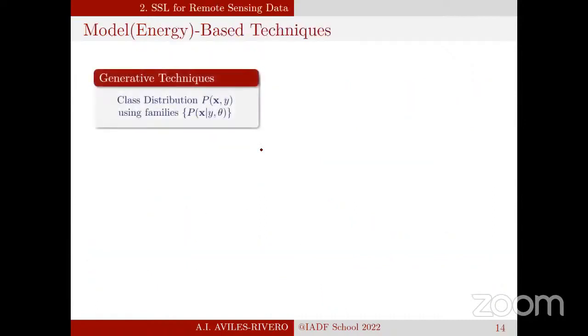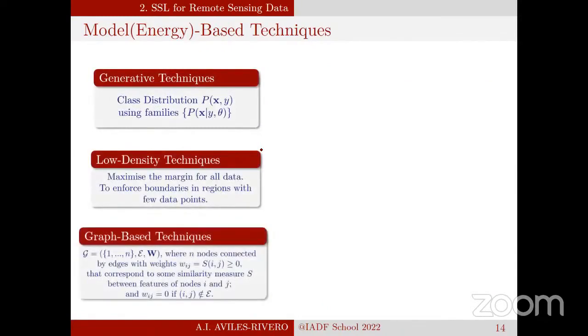So let's start with the model-based techniques. As I mentioned before, there are different ways to do semi-supervised learning. There is a generative model, where you have your class distribution and you want to find which class each distribution belongs to. Then you have low-density techniques, where you want your classifier to enforce the boundary in regions where you have fewer points.